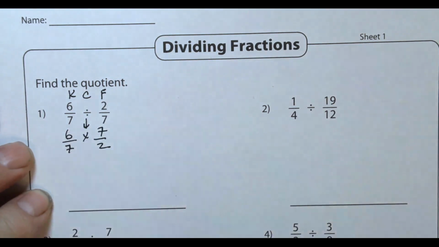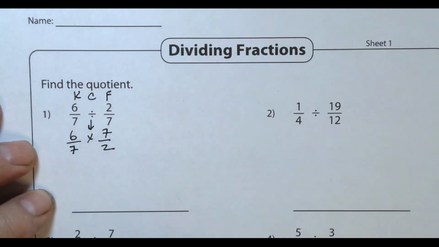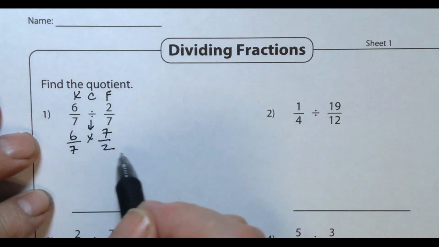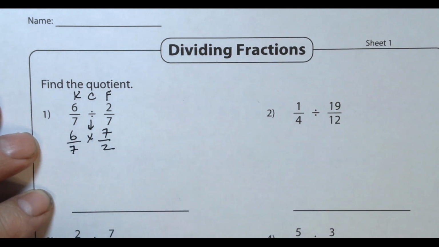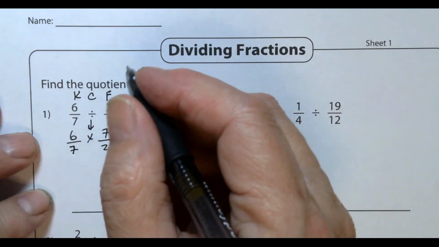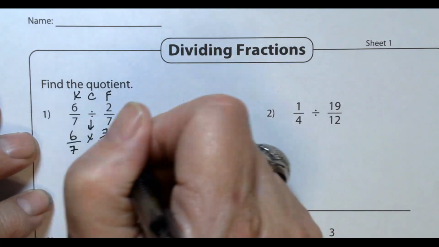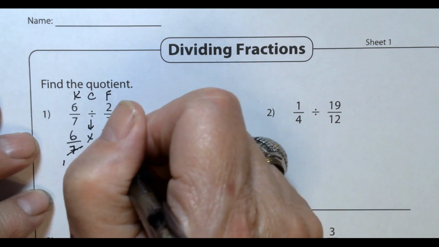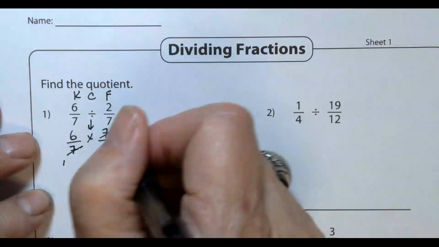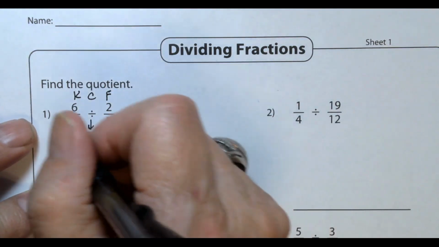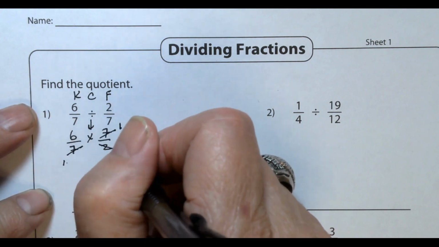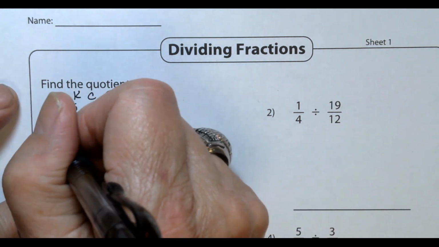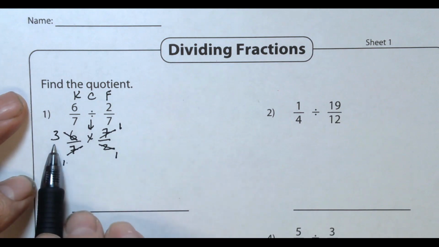Okay? So the first thing we're going to do is to see if we can cross cancel, because that's going to make the math a whole lot easier. So we're going to look at the numbers opposite each other and see if we can simplify those. So if we look at this, 7 goes into 7 once. And I'm going to put a 1 here and a 1 here. And 2 can go into 6. So 2 goes into 2 once, and 2 goes into 6 3 times. Now I have 3 and 1.